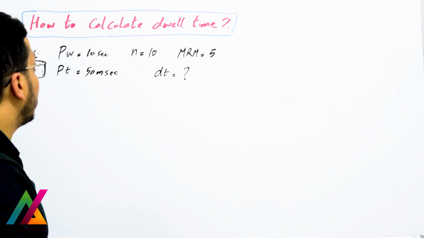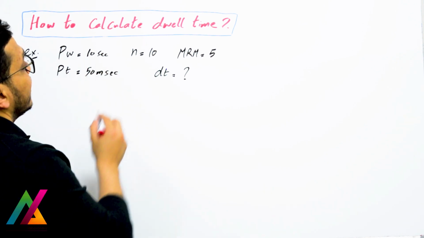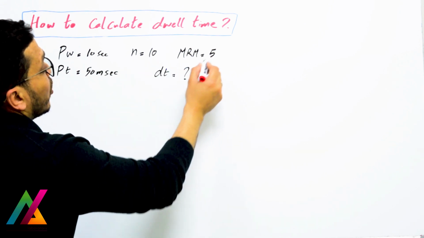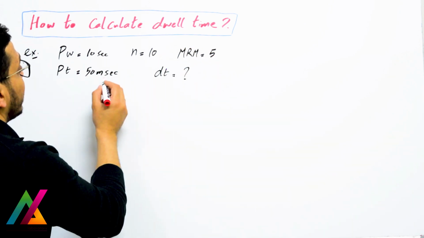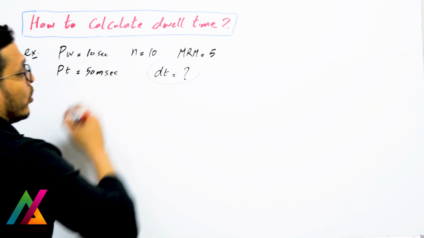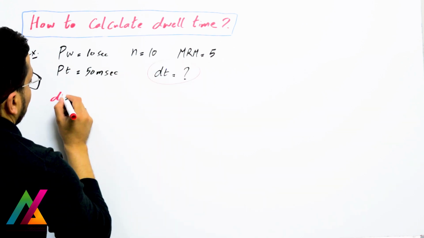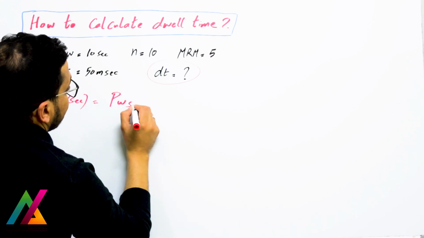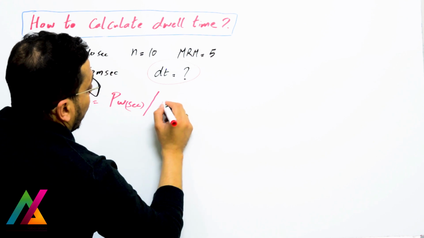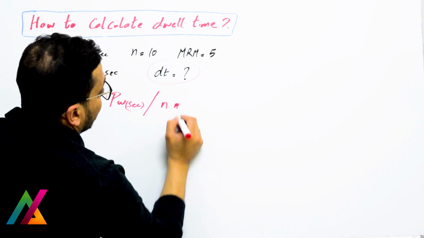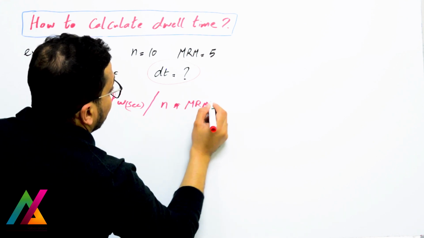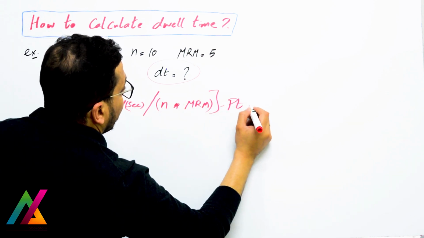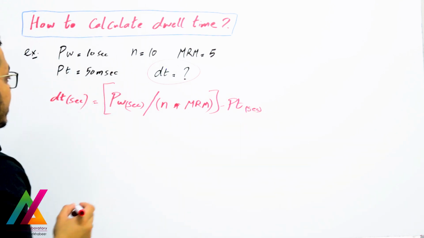As in this example, we have a peak width equal to 10 seconds, number of points per peak 10 points, number of MRM transitions 5, and pause time 50 milliseconds. How much will the dwell time be? Dwell time, as we said, in seconds is equal to peak width in seconds divided by n, the number of points per peak, multiplied by the number of MRM transitions, minus pause time, also in seconds.